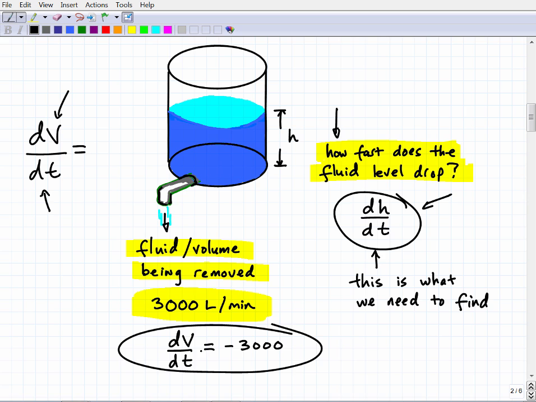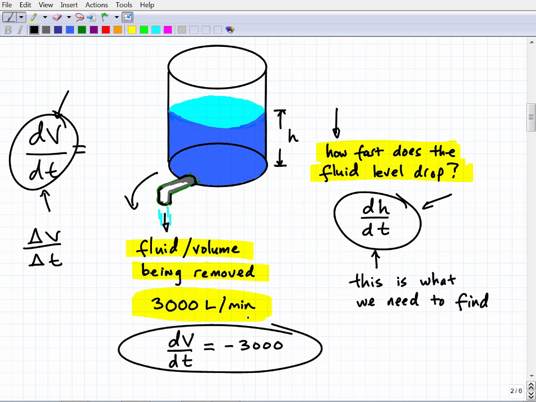Another way you can write this in calculus is delta V over delta T, but dV/dt is probably the most common notation. So this is the change in volume with respect to time. As time goes on, as we're pumping things out, the volume is changing, right? So we would write dV/dt equal to negative 3,000. Why the negative? Because we're removing the fluid, so we use a negative sign here. If we were adding fluid, it would be positive. So for this problem, the change in volume with respect to time is negative 3,000 liters per minute.